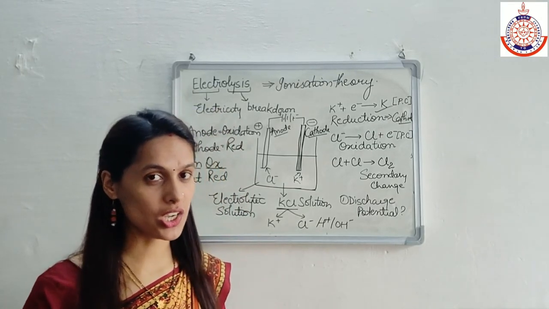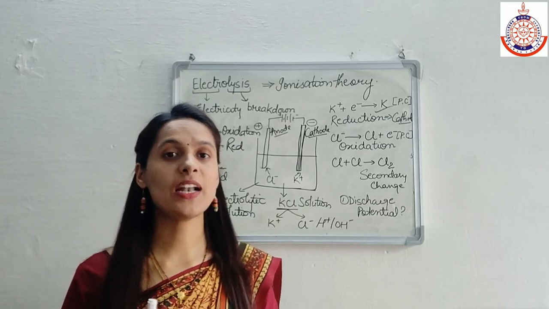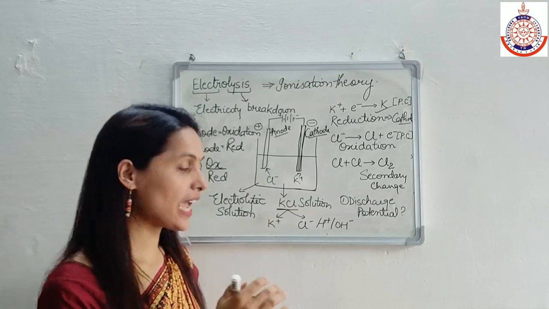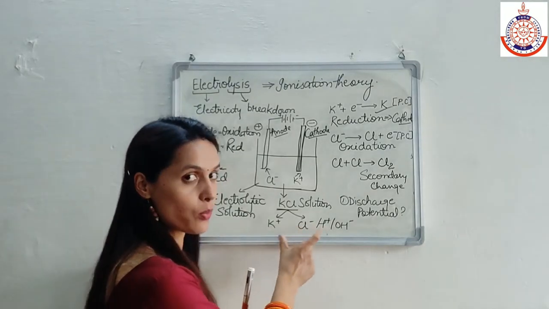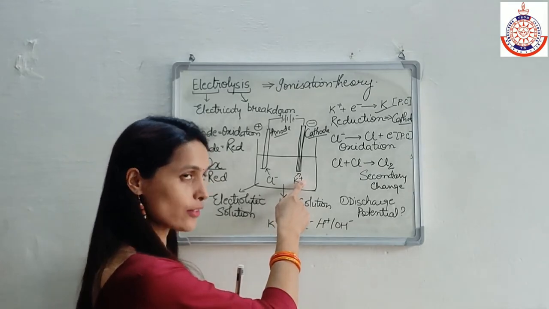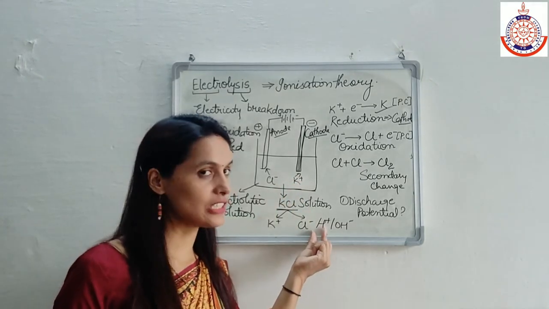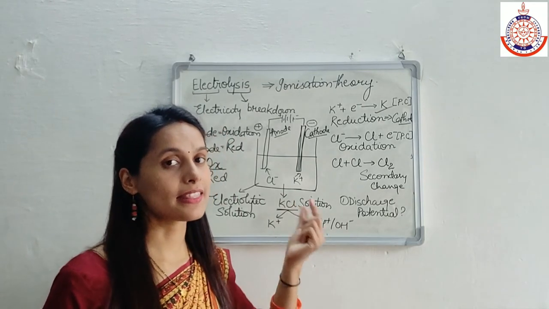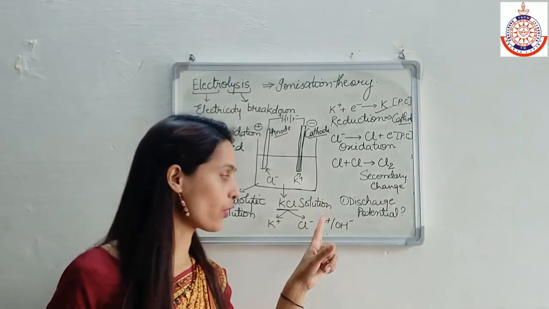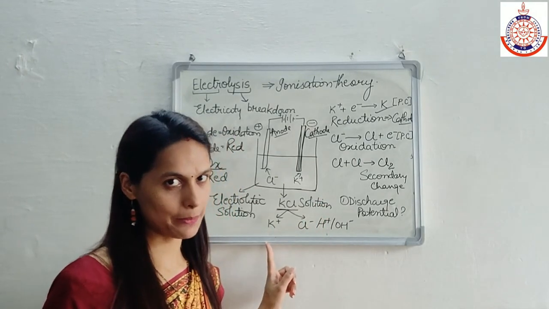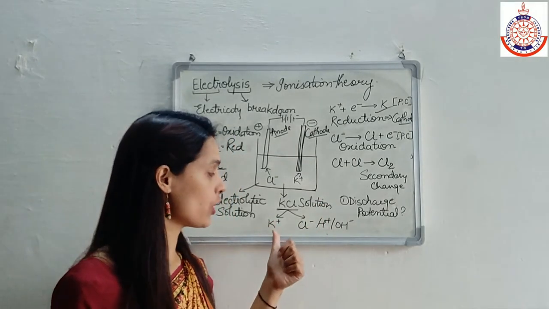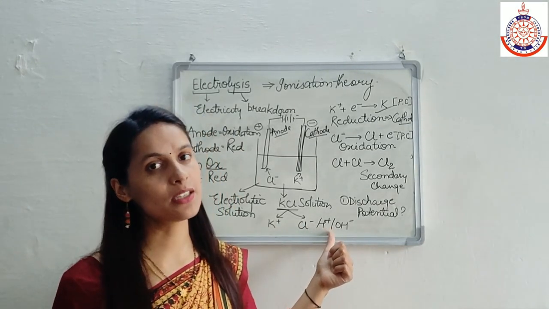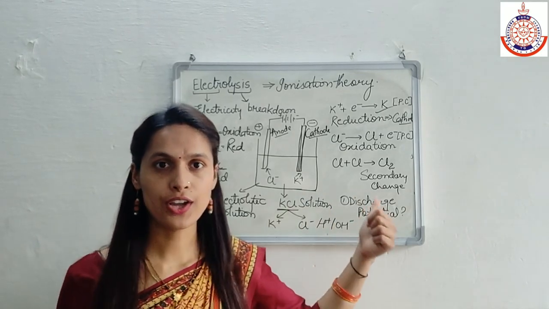So, lower the discharge potential, greater is the ability of the ion to remove its charge. If we have K positive and H positive at cathode, and the discharge potential of H positive is less than that of K positive, then we get the product from H positive, not from K positive. And if the discharge potential of K positive is less than that of H positive, then we get the product from K positive instead of H positive.